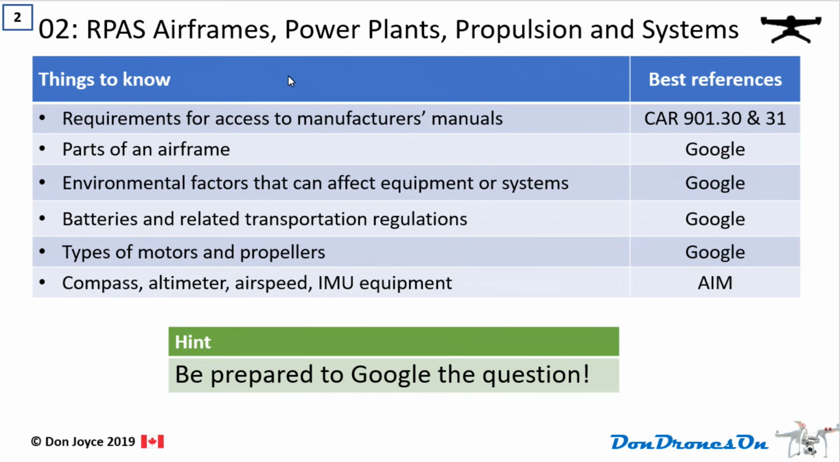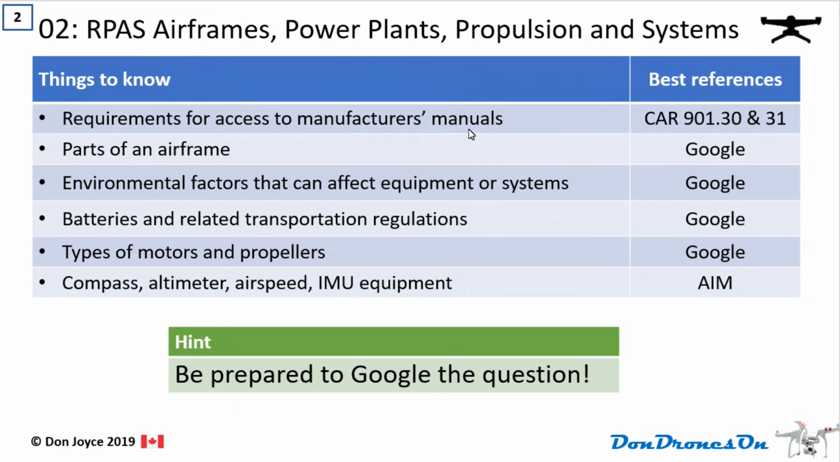Knowledge area number 2 is basically about your drone itself, physical elements of your drone. And there's 2 questions from the pool of questions they have that will be directed your way when you do the exam that cover this kind of requirement. So number 1 is requirements for access to manufacturers' operating manuals and instruction manuals. So there's 2 rules around that, number 30 and 31.